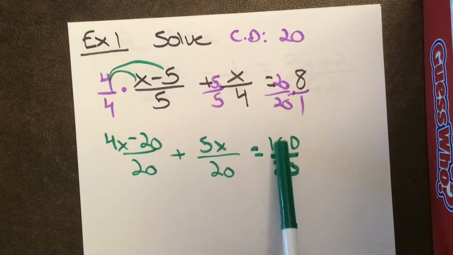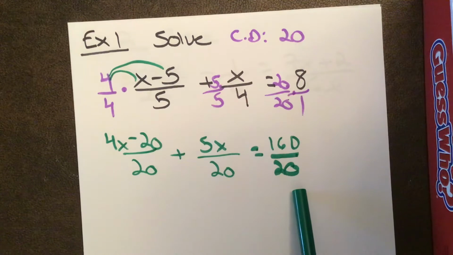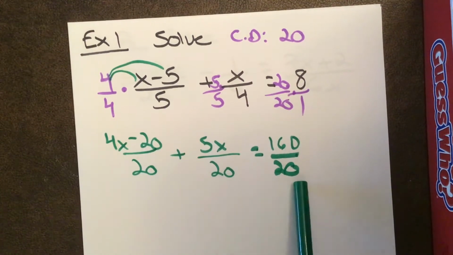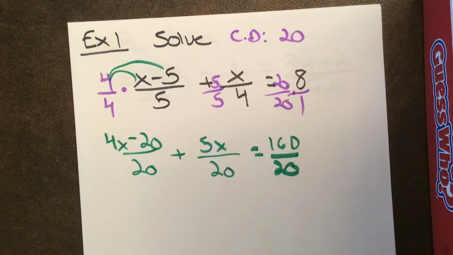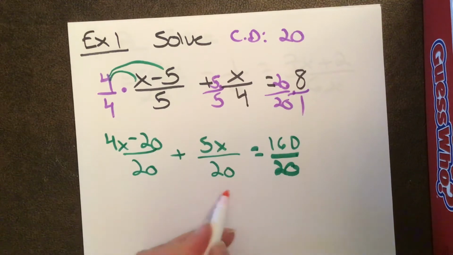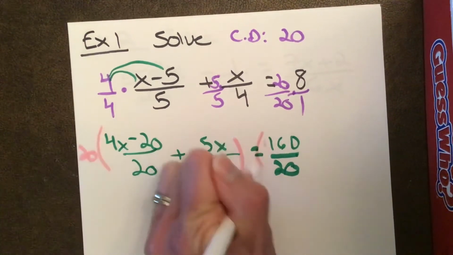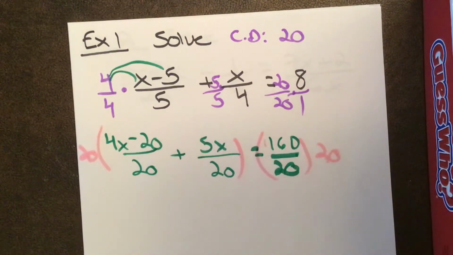Some of you may see this and be like, oh, I should just simplify this. Leave it as it is, because now you can see you have a common denominator of 20 everywhere. So what am I going to do from here? Well, if you notice all the denominators are 20, this is an equation, so I can do whatever I want as long as I do it to both sides. So what am I going to do? I'm going to multiply both sides of my equation by 20. So this by 20 and this by 20. You're essentially multiplying everything in the equation by 20.